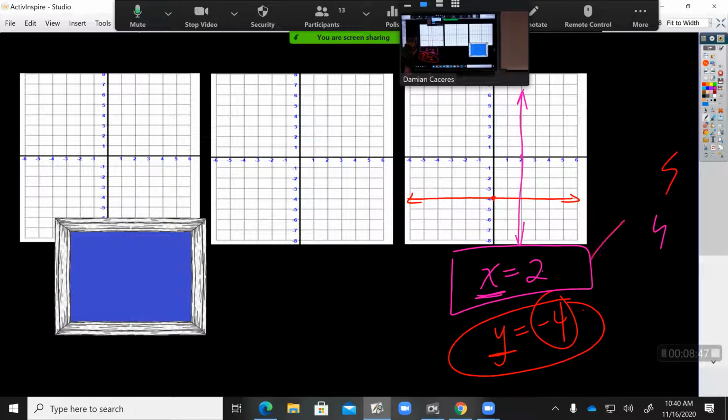This is very important, so make sure you know that. When the y is missing, vertical line. When the x is missing, horizontal line.